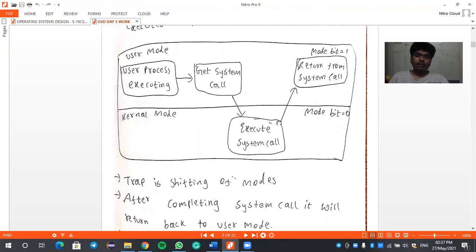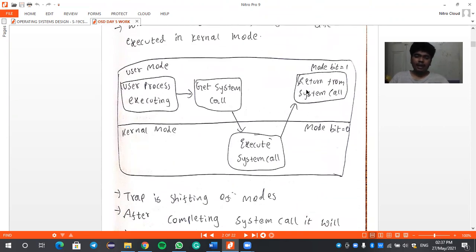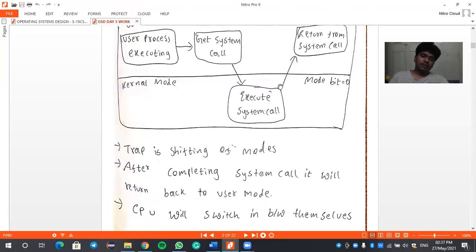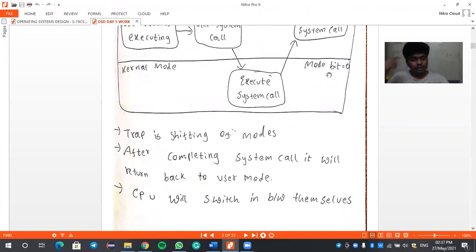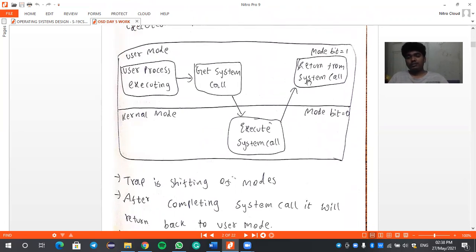Trap is the shifting of modes, from 1 to 0 and 0 to 1. It depends upon the user. Whatever the user says, the operating system needs to execute it. So the trap, the shifting of modes, doesn't depend upon the operating system; it purely depends on what the user does. After completing the system call, it returns back to user mode. This was said before, and then the CPU will switch between the modes.